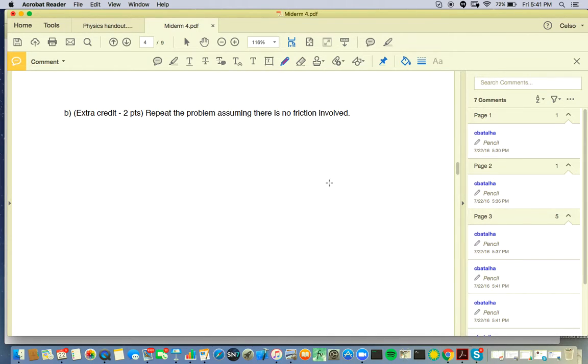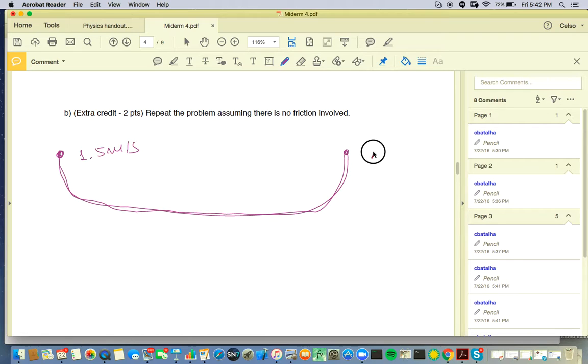Repeat the problem, assume there is no friction involved. Well, if there is no friction involved, what's going to happen? If there is no friction involved, you get to this point with an initial speed of 1.5 meters per second, and it's going to go up to the same height with the same speed. The difference is the velocity now has a different component. So this block is going to go all the way up and stop momentarily at this position. So what I want you to calculate is this height h.